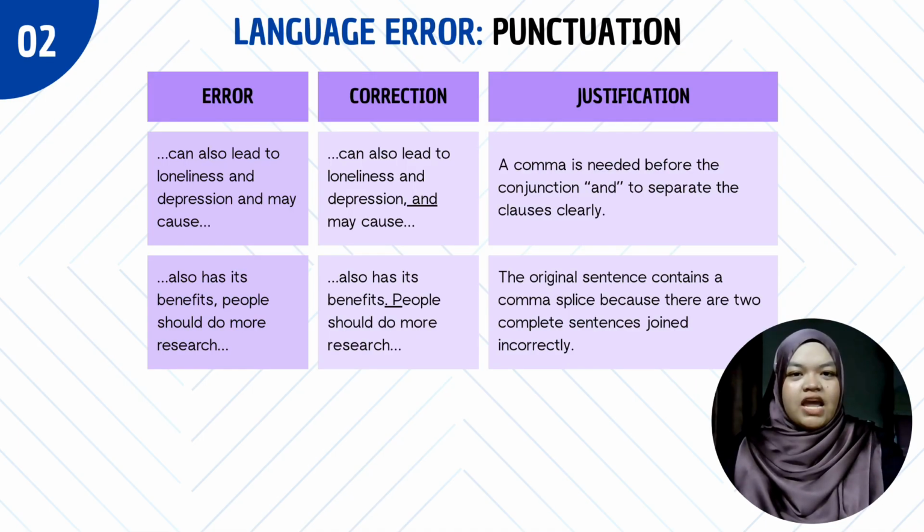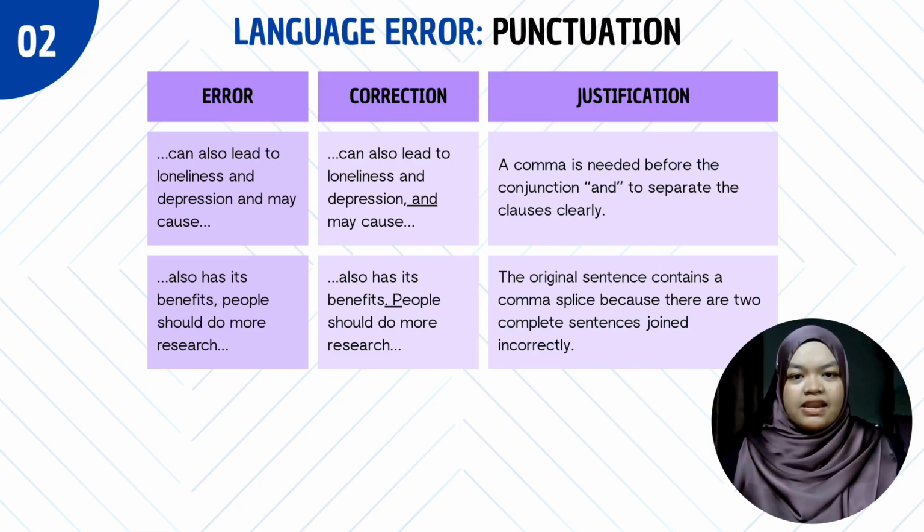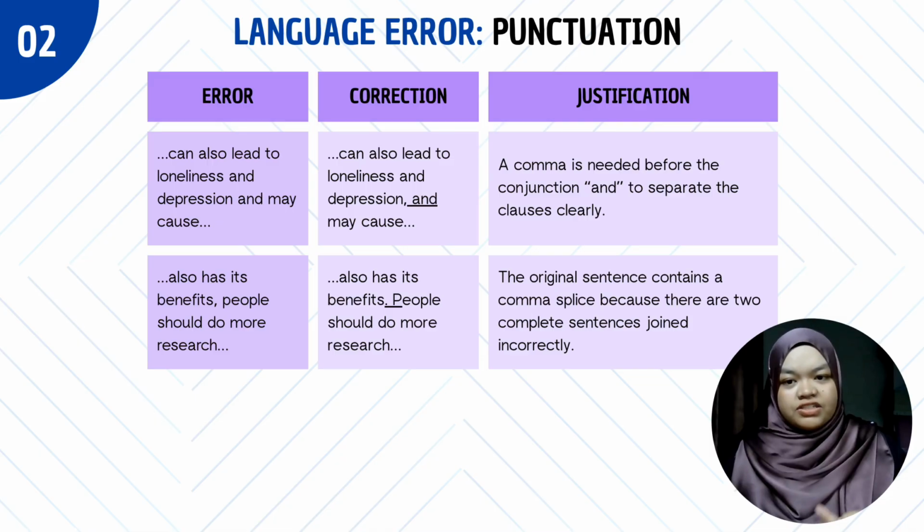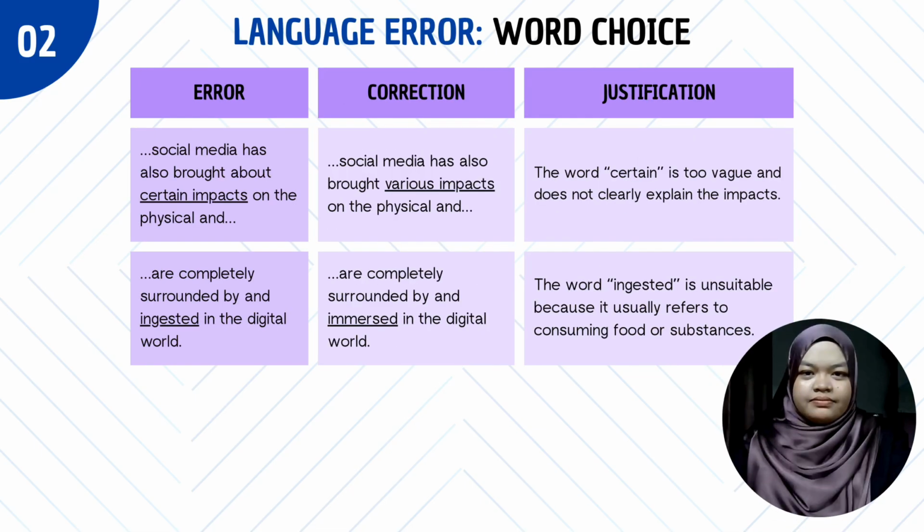The first category that I would like to discuss is punctuation. The first example involves a missing comma before the conjunction and. Without the comma, the sentence becomes slightly difficult to read because the ideas are not separated clearly. The second example is a comma splice. This happens when two complete sentences are joined together using only a comma. In academic writing, that is considered a grammatical error because each independent clause should either be separated with a full stop or connected properly using the right punctuation.